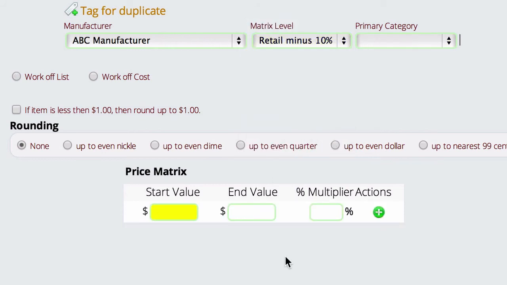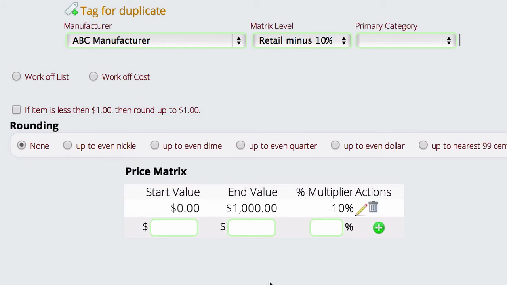And here he had gone in and put in, from $0 to $1,000, and he wanted to put in a negative 10%. So this is what he had done, and his thought is that the matrix level for default retail would get run, it would mark it up by whatever it was going to mark it up, and then this level would run afterwards and reduce the price down to 10% off of that default retail. And that really isn't the way Lizzy works.